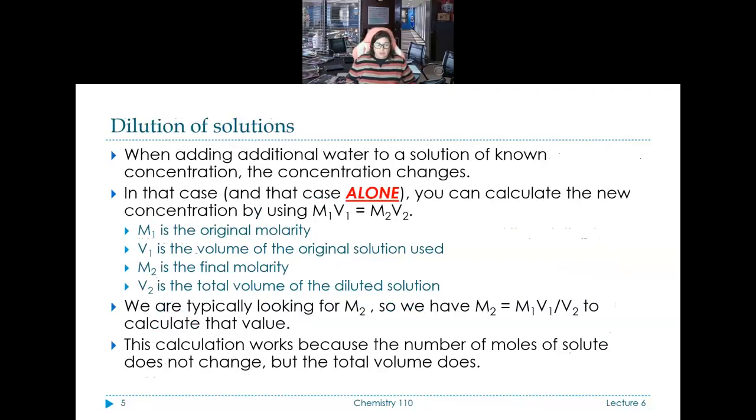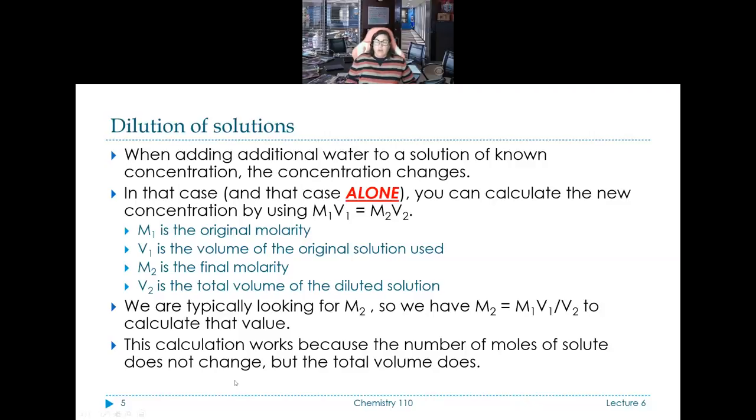So, dilution of solutions. We talked about dilution just a minute ago. We said that the concentration was going to change, and it is. So when we add additional solvent, in this case we're talking about water, then the concentration changes. In that case, and that case alone, you can calculate the new concentration by using the formula M1V1 equals M2V2. Initial molarity, initial volume is equal to final molarity, final volume.